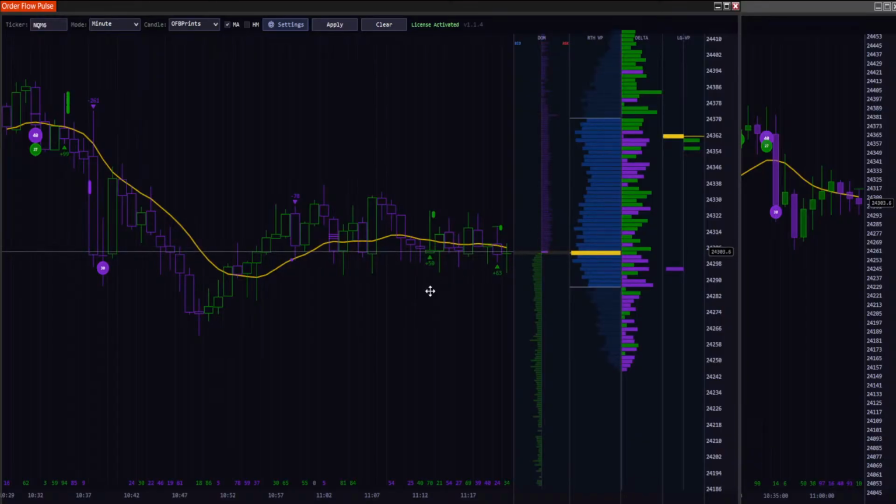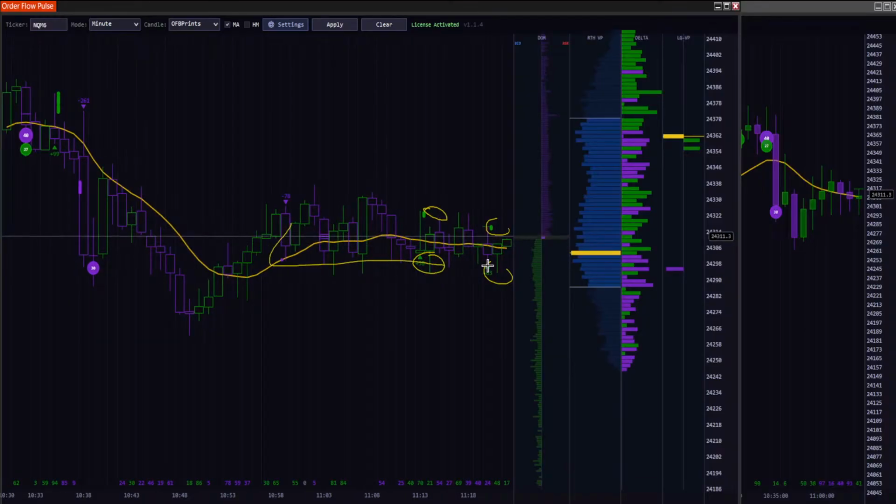Look at this. Delta surge and absorbed. Delta surge absorbed. We are flatlining on the 1 minute. We are right here at the point of control that moved down. It's just not ideal.